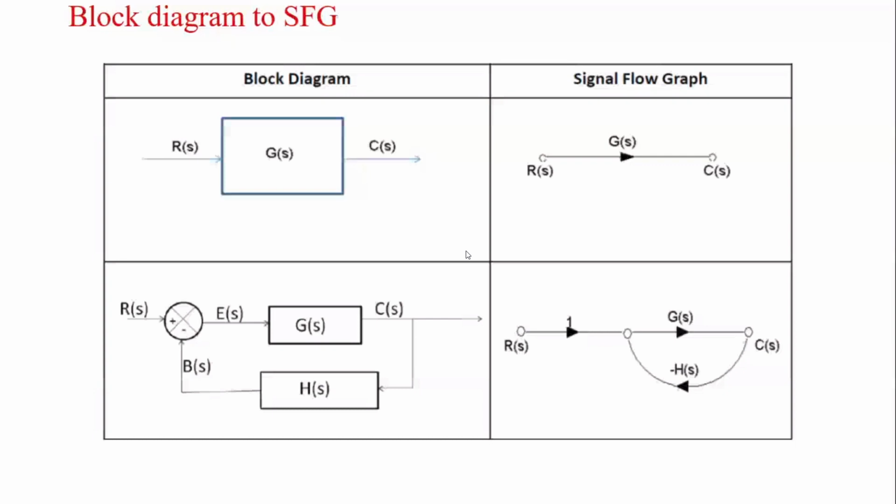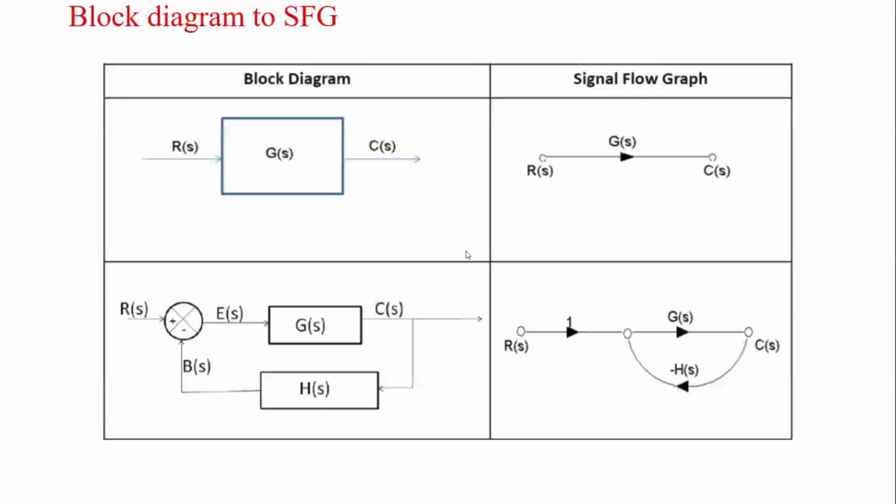So Mason's gain formula can also be applied to a block diagram, but before that you have to convert it to SFG. Here are examples. In the first block diagram, simply G of S is given, with input and output. That can be converted to SFG as shown on the right side. Similarly, the bottom one, a canonical block diagram, is converted to SFG.